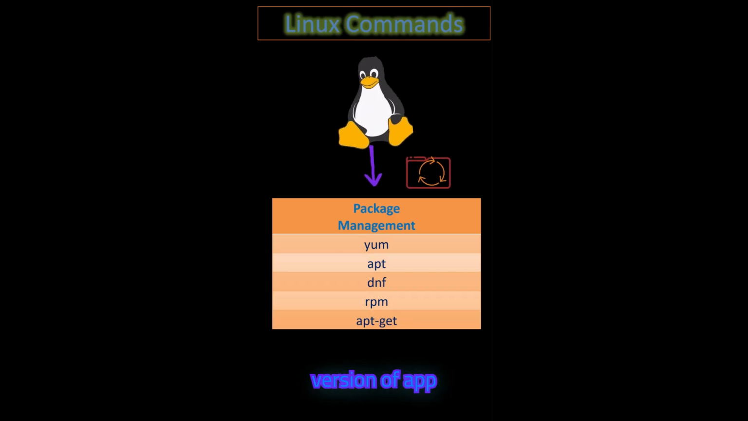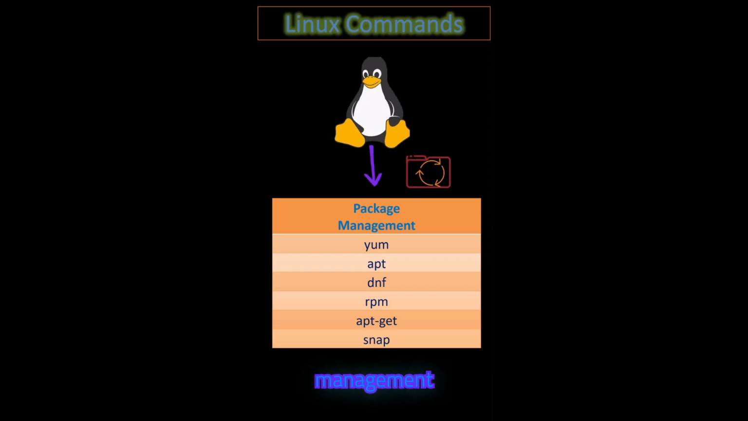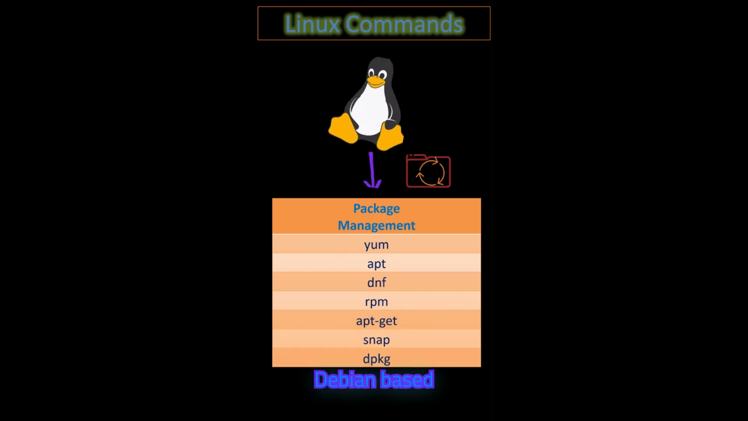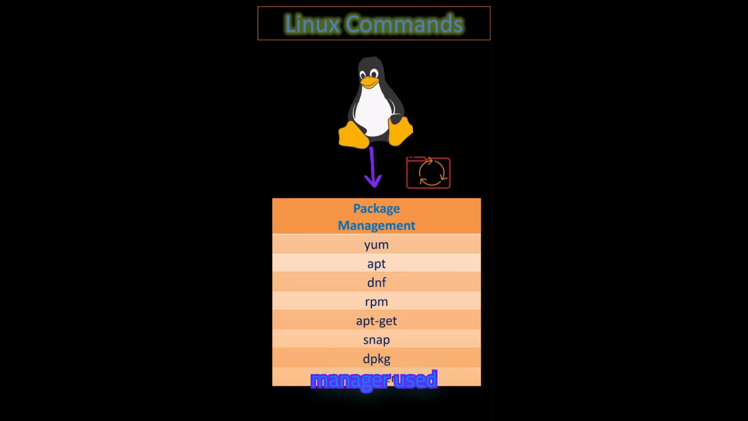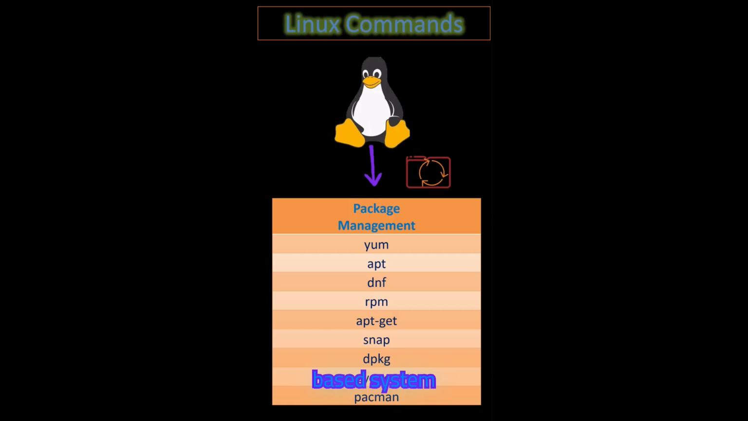apt-get, older version of apt used for package management on Debian based systems. Snap, package management system for universal Linux apps across distributions. DPKG, low level package manager for Debian based systems handling .deb packages. Zypper, package manager used for installing, updating and removing software. Pacman, package manager for Arch Linux based systems used to manage packages from the Arch repository.